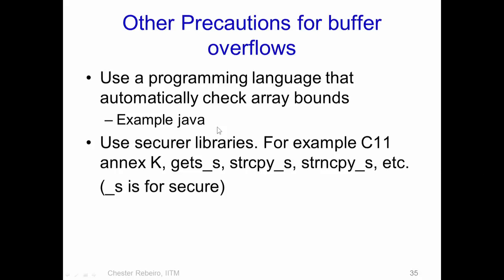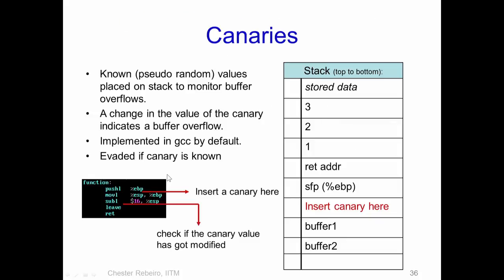Another way is to use more secure libraries. For example, the C11 specification Annex K specifies these more secure libraries to be used. For example, gets_s, strcpy_s, strncpy_s. All these have the same functionality as the standard functions that we use, but these functions are secure and would prevent buffer overflows.